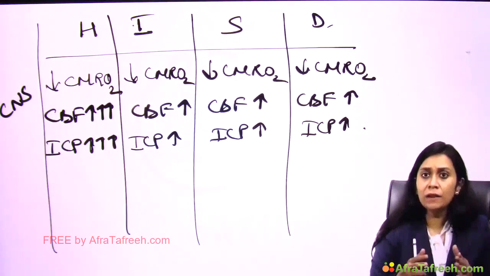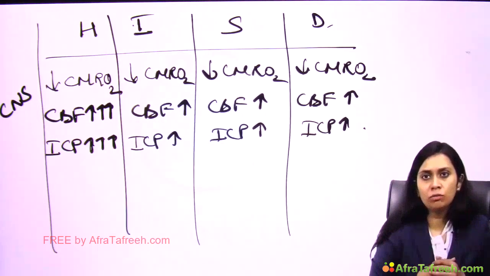In the chart, I have made 3 arrows in the upward direction for halothane purposefully, to tell you halothane increases the cerebral blood flow the maximum that an agent can. It's the worst uncoupler. If the ICP of the patient is 20, halothane can make it 60, three times the ICP.